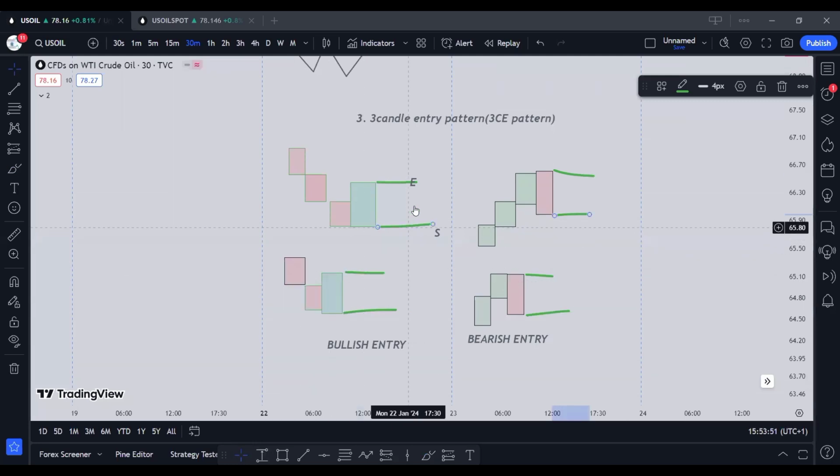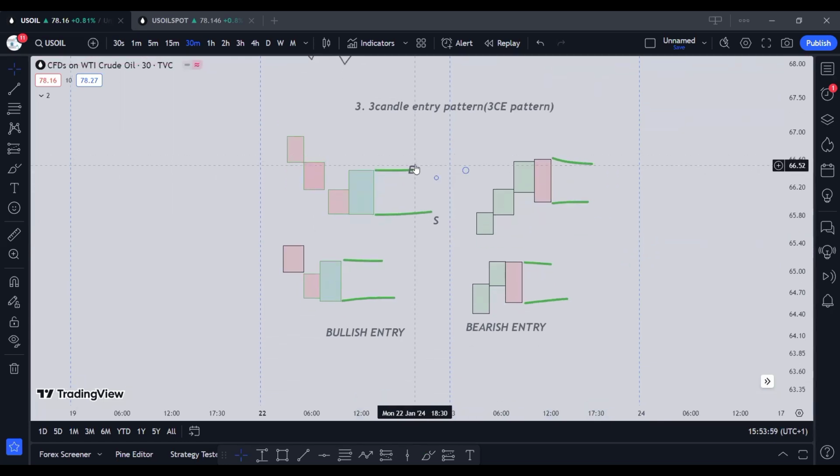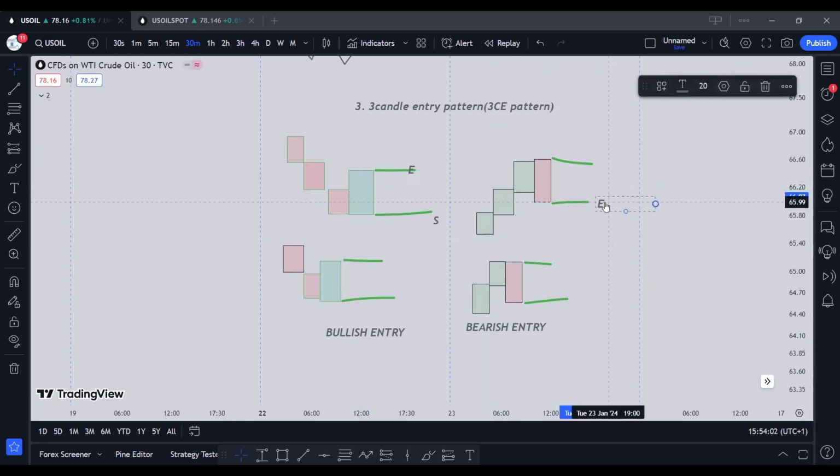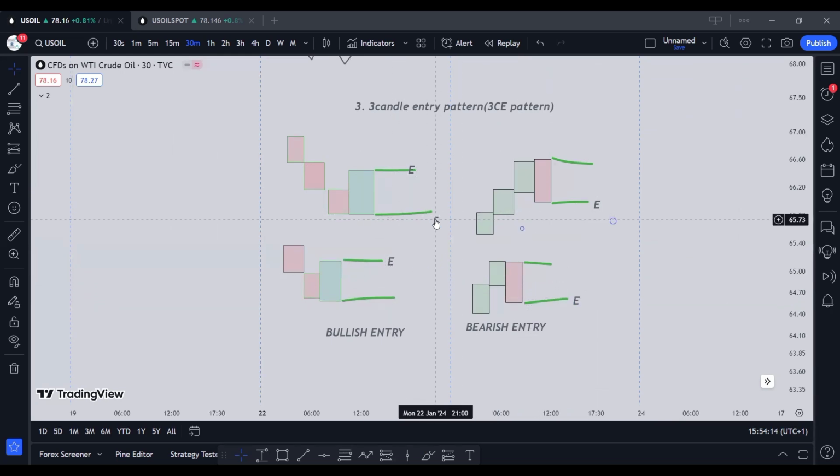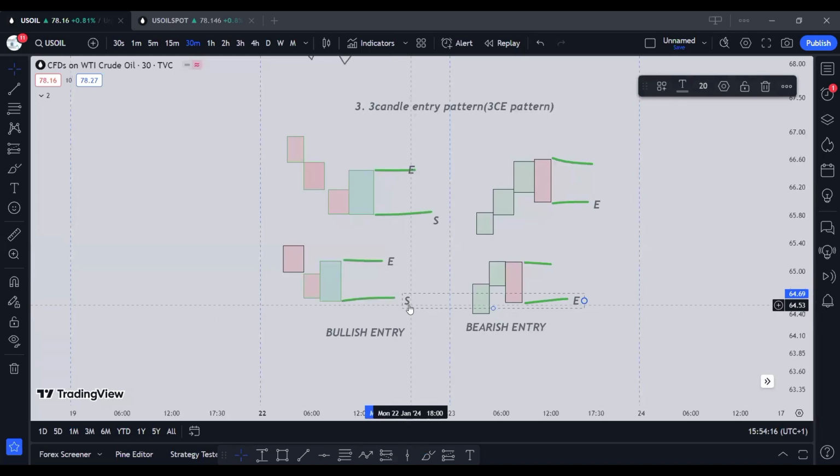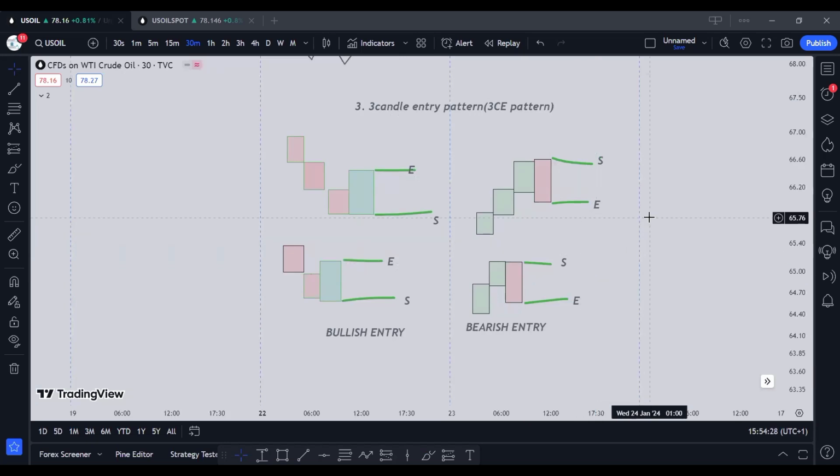The same thing over and over again. Entry, you are selling here. Entry, you're selling here. Entry, you're buying here. Stop loss. Stop loss. Stop loss. So you can see how everything is just interchanged. So this is the 3 candle entry pattern.